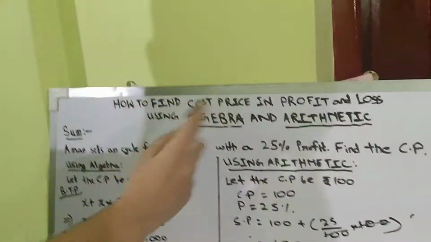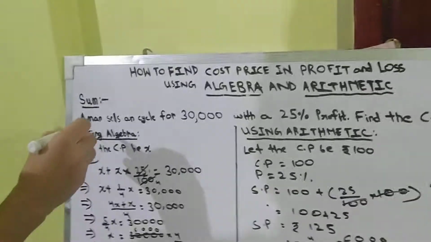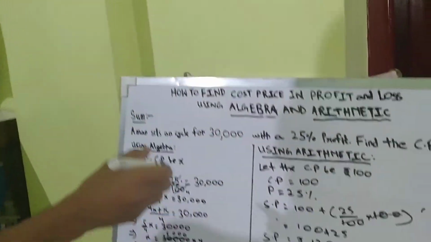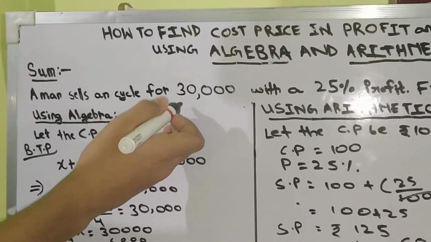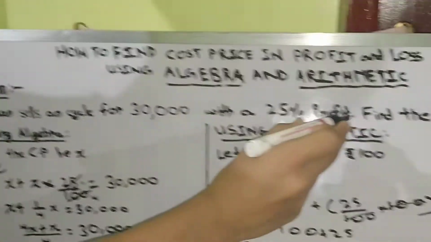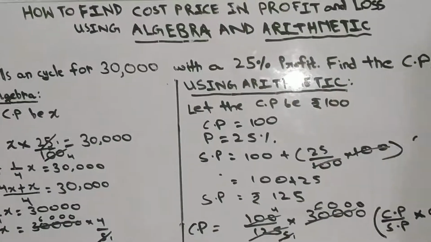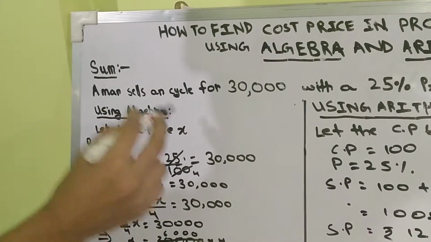How to find cost price and profit and loss using algebra. Now let us take a sum. I am explaining this with the help of a sum. The sum is: a man sells a cycle for rupees 30,000 with a 25% profit. Find the cost price. Now using algebra, let the cost price be x.